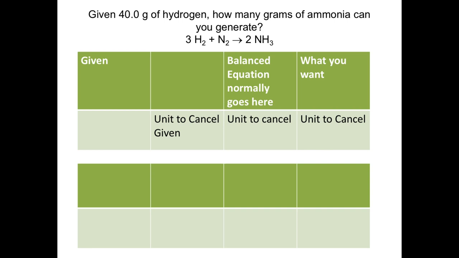So I have another problem here, same equation, slightly different problem, where I have given 40 grams of hydrogen, how many grams of ammonia can you generate? So I gave you the setup, I left the blank T's here. I would like you to pause the video and try this problem, and then restart it, and we'll talk about it.